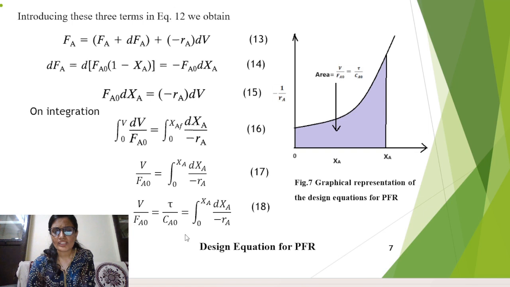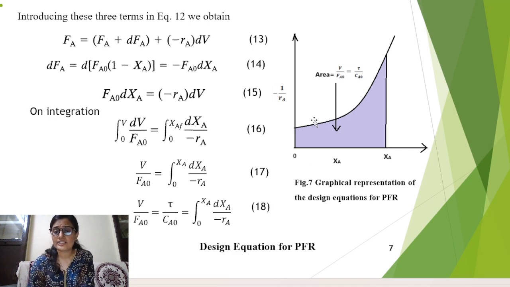Which can be written in terms of tau: V by Fa naught is equal to tau by Ca naught is equal to the integration from 0 to Xa of dXa over minus Ra, equation number 18. Now the graphical representation of this design equation is shown in figure 7. Here we can see that Xa is on the x-axis and 1 upon minus Ra is on the y-axis. The area under this curve will give the value of V by Fa naught or tau by Ca naught, while in the case of CSTR, the area of the rectangle gives V by Fa naught or tau by Ca naught. So this is the difference between the PFR and CSTR.